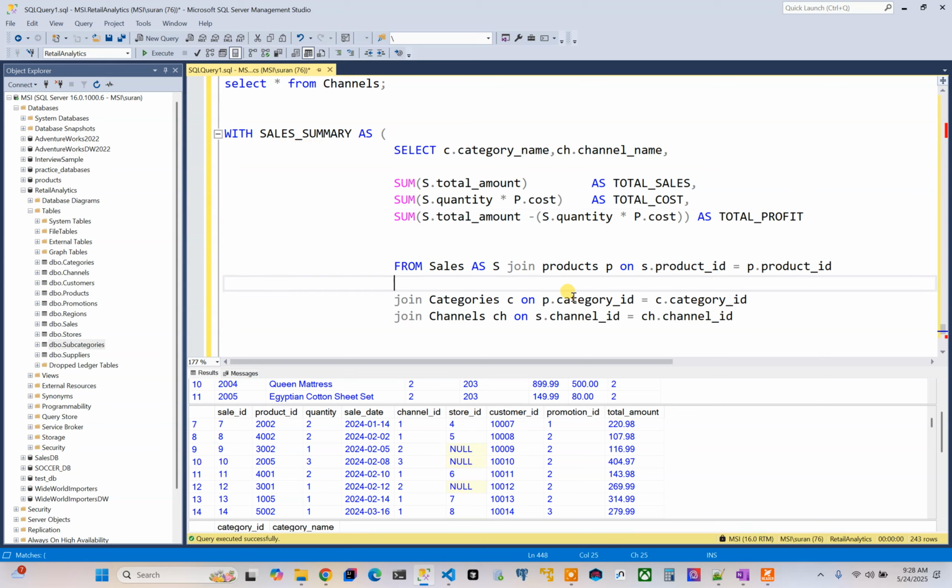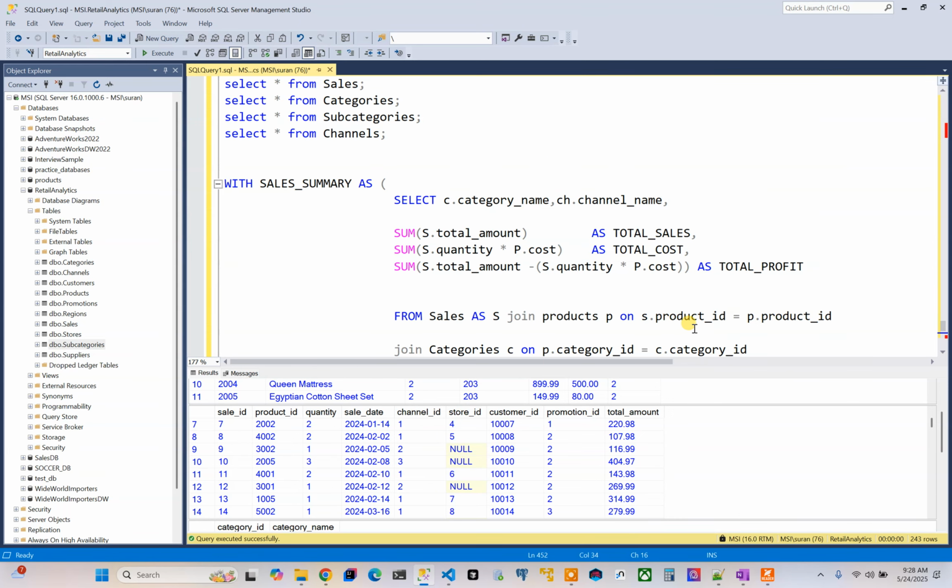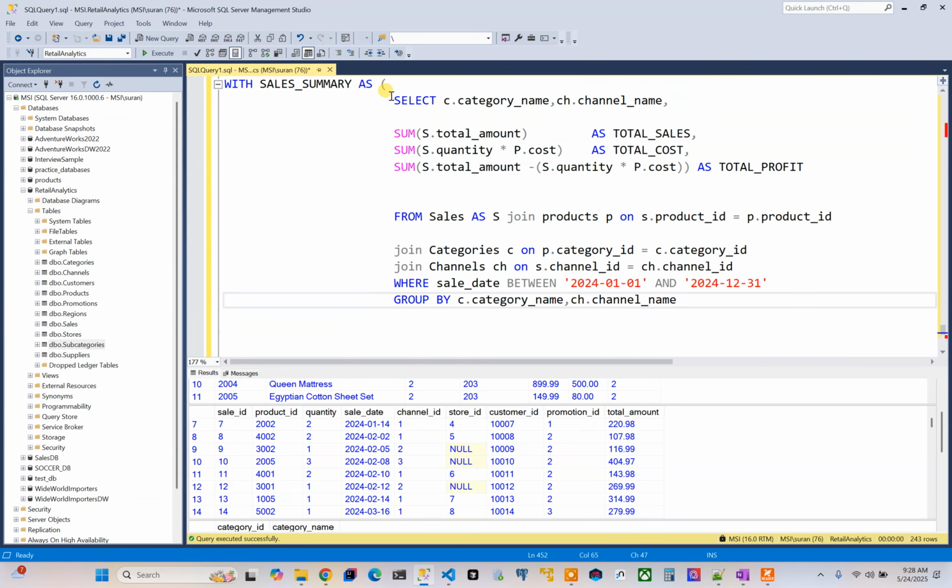And we want by year. Okay, in 2024 sales date, so we will put a filter condition where sale date between 2024 0101 and 2024 12/31, and we'll add the group by this at we can say subjective attribute.